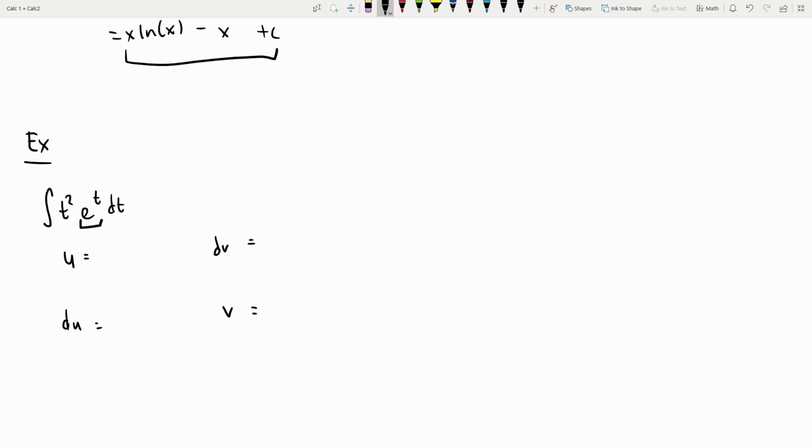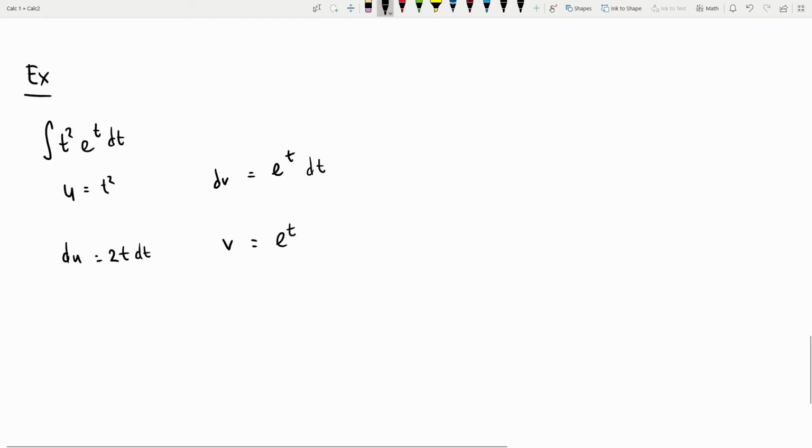But if we take t squared as our u, then du would be a little simpler. We would knock off a power. It would be 2t. So now we've lowered the complexity: we have t to the power of 1 instead of t squared. This is how I'm going to choose to do this one. Now for dv, obviously we choose the other function, e to the t dt. And then v, the antiderivative of e to the t, is simply e to the t.